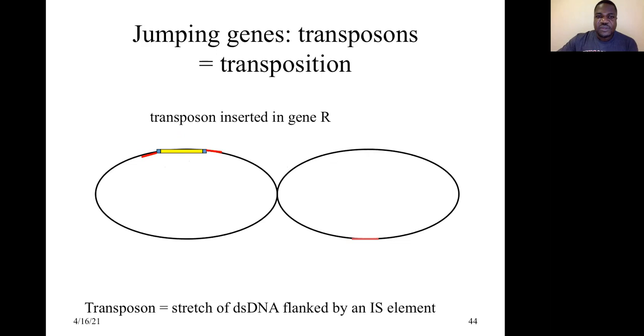Okay, so that is the IS element, but you can also have a transposon. The transposon is much larger in size than an IS element.